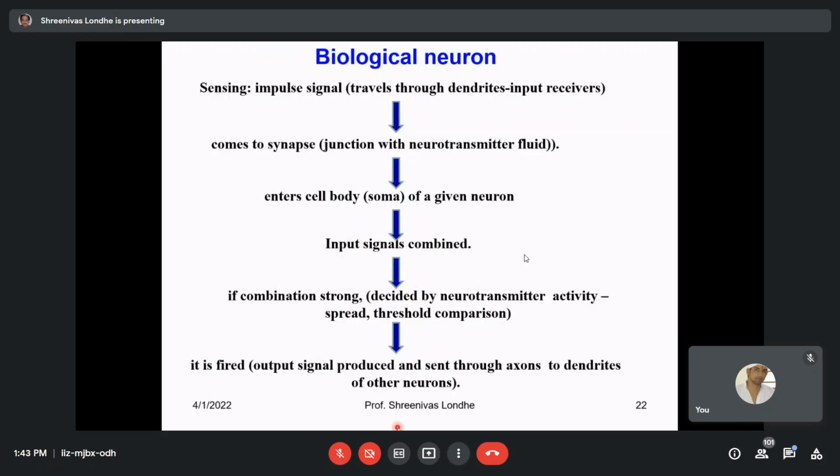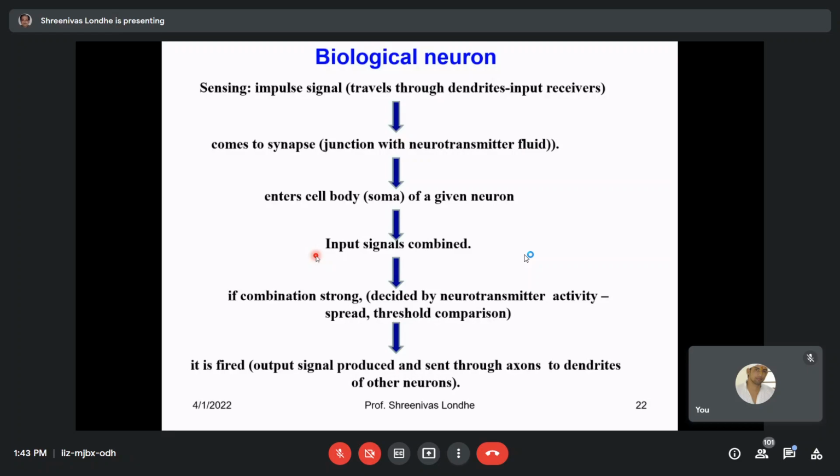First, the signal or the impulse travels through the dendrites, that means the sensing organs, to the input receivers. Then they come to the synapse, then enter the cell body, soma. Input signals combine. Combination of all signals takes place. Information is completely gathered. Then if the combination is strong, greater than the threshold value, the signal will fire and the decision will be taken, and it will be passed further.